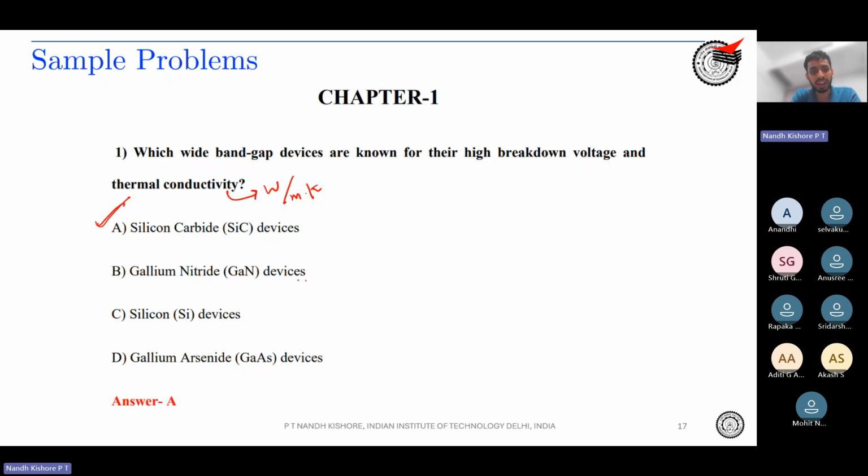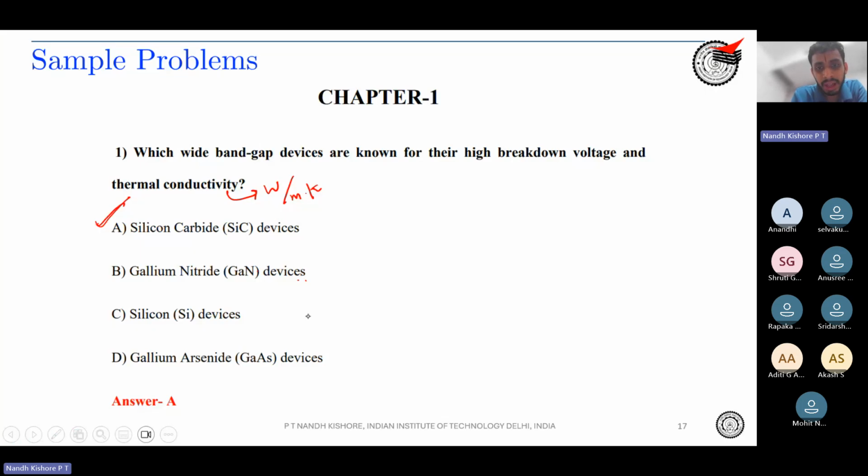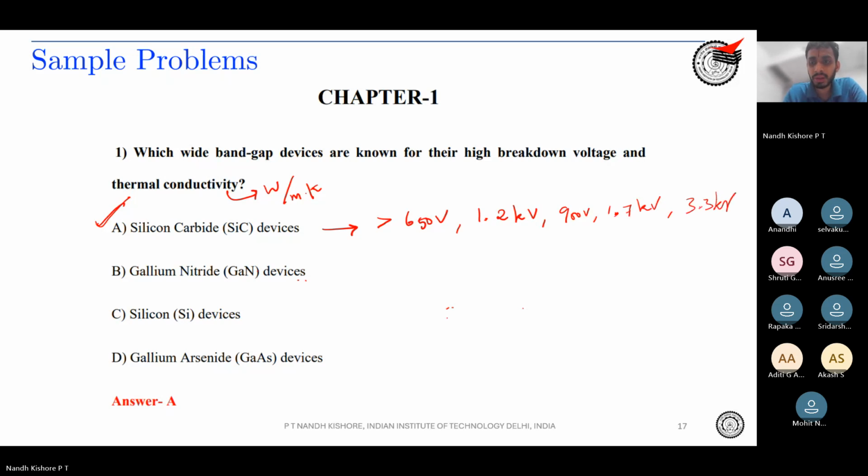And if you see the high breakdown voltage as well, that is why silicon carbide devices are nowadays available in the range of more than 650 volts. 650 volts and 1.2 kV is a very popular number. Most of the silicon carbide devices that you see are rated for 1200 volts, 1.2 kV, and 900 volts. There are even devices with 1.7 kV, and research is going on for 3.3 kV. So silicon carbide enables you to do that.